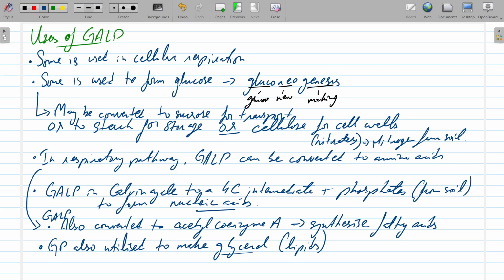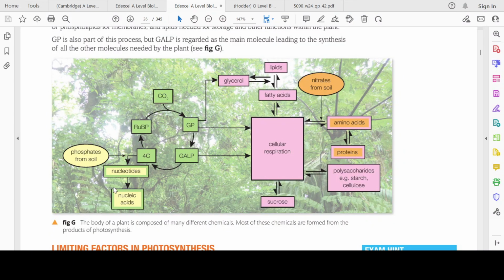So there is a flow chart in the text. If I just take you there, I can put that up on screen. Can you see that? Yes, sir. So it's a pretty good illustration. Yeah. The Calvin cycle running over here. It mentions the 4-carbon intermediate that's formed after GLP and before ribulose bisphosphate.